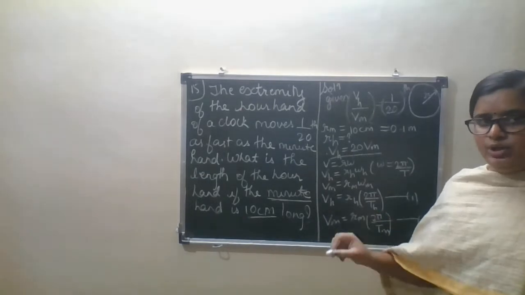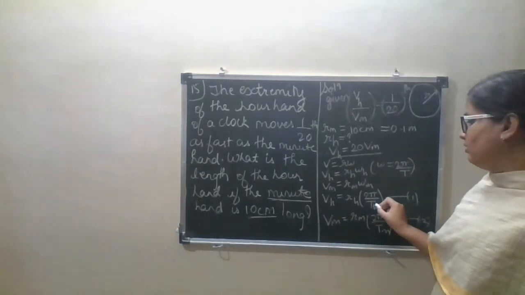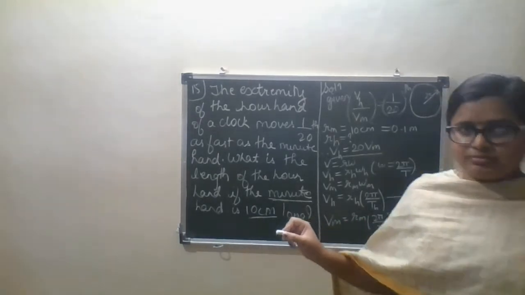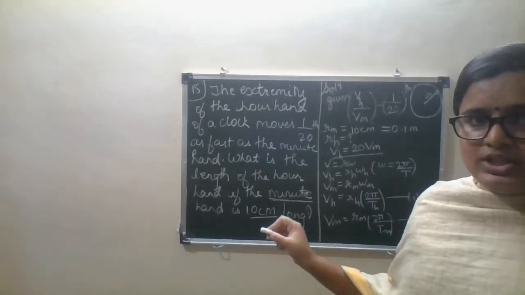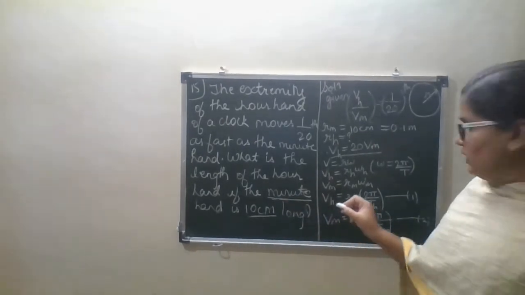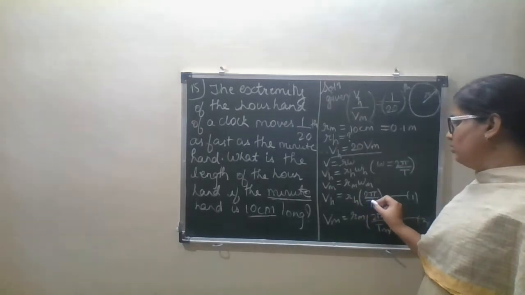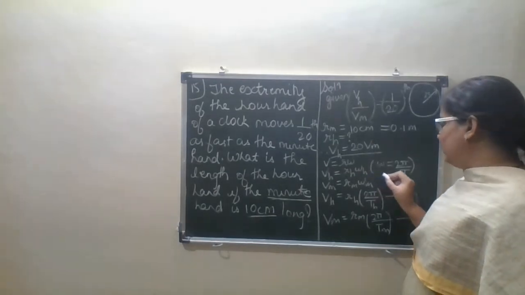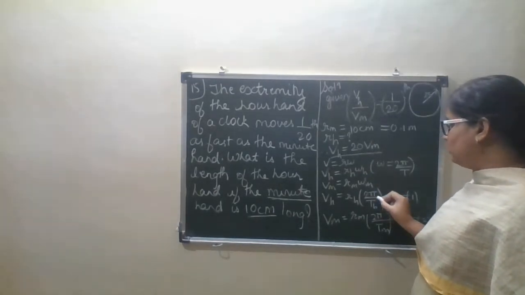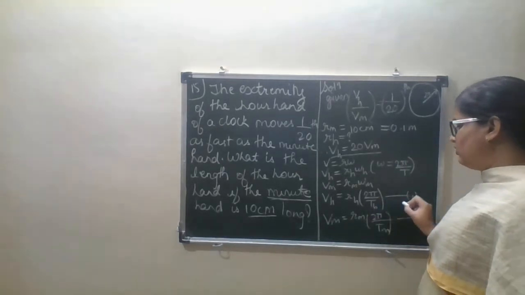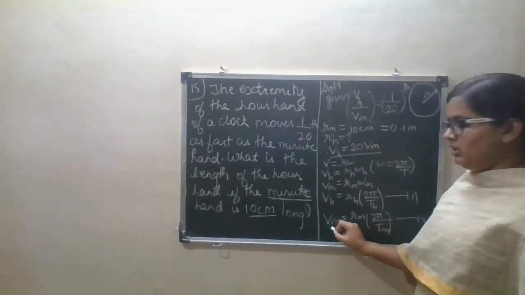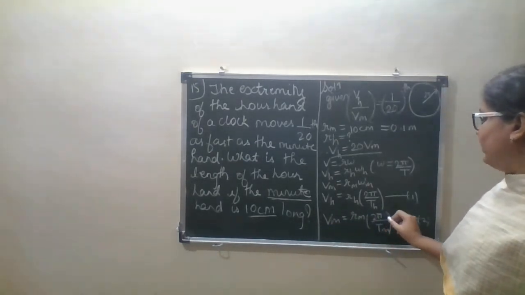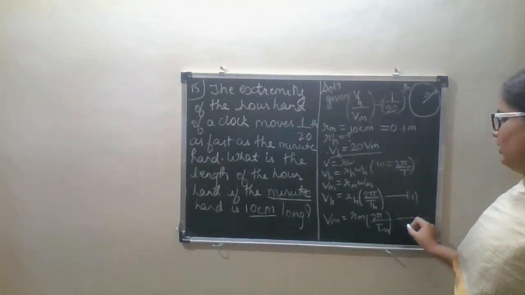So substituting the value of omega, 2 pi upon T, for the hour hand, vh is equal to rh into 2 pi upon th. This will be equation 1. For the minute hand, vm is equal to rm into 2 pi upon tm. This will be equation number 2.